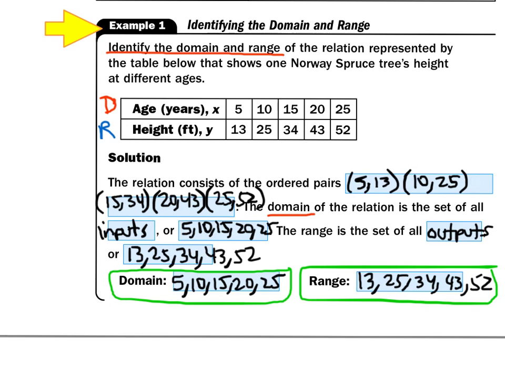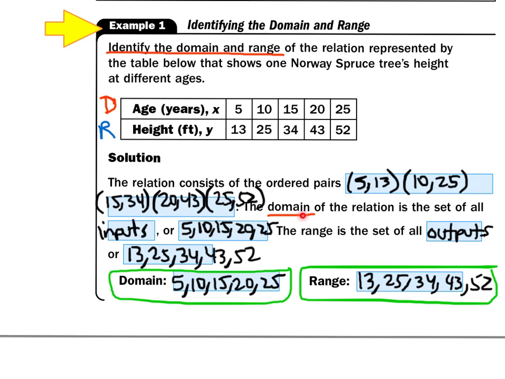Now, a really easy way that my algebra kids came up with remembering domain and range is they just thought like Dr. Pepper, D-R. So the x is always the D, and the y is always the R, the range. So the relation consists of ordered pairs. For example, this first set, 5, 13, we could write it as an ordered pair, (5, 13). And then (10, 25), and then (15, 34), and then (20, 43), and the last one would be (25, 52).